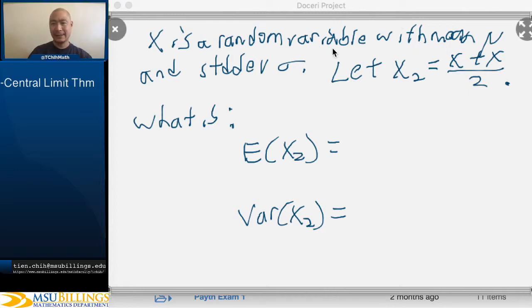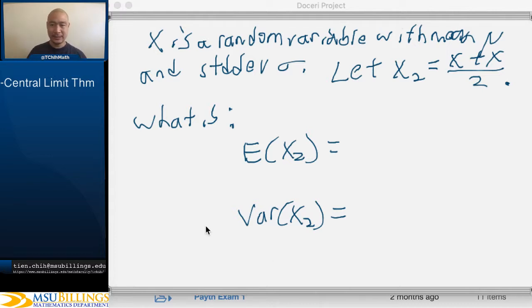So x is a random variable with mean mu and standard deviation sigma, and x2 is the mean of x with itself. Imagine, for example, that x is the outcome of a die roll. Then x2 is summing two die rolls and taking their average. We want to know what the average value of x2 is, and what the variance of x2 is.